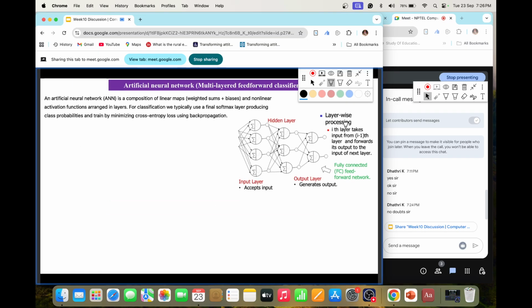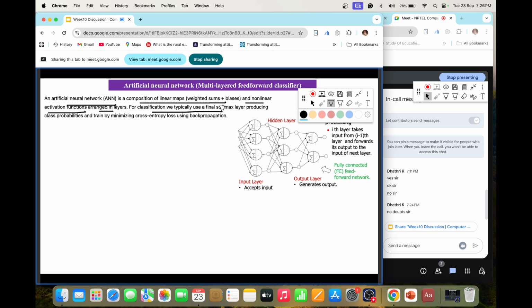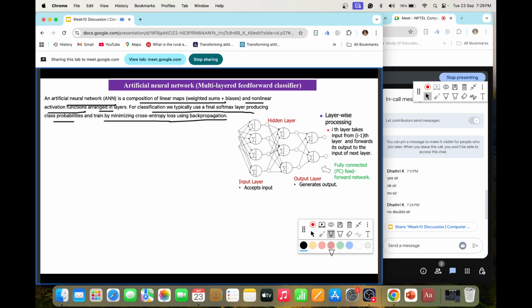And then we have the artificial neural network, that is very important. It is a multi-layered feed-forward classifier. An artificial neural network is a composition of linear maps, weighted sum plus biases, and non-linear activation functions arranged in layers. For classification, we typically use a final softmax layer producing a class probability and train by minimizing cross entropy loss using backpropagation. So what does that mean?